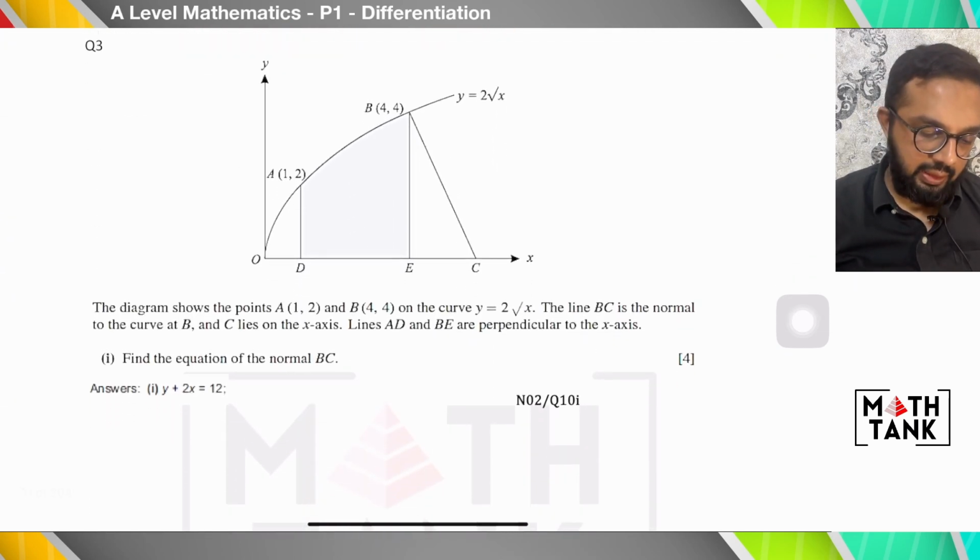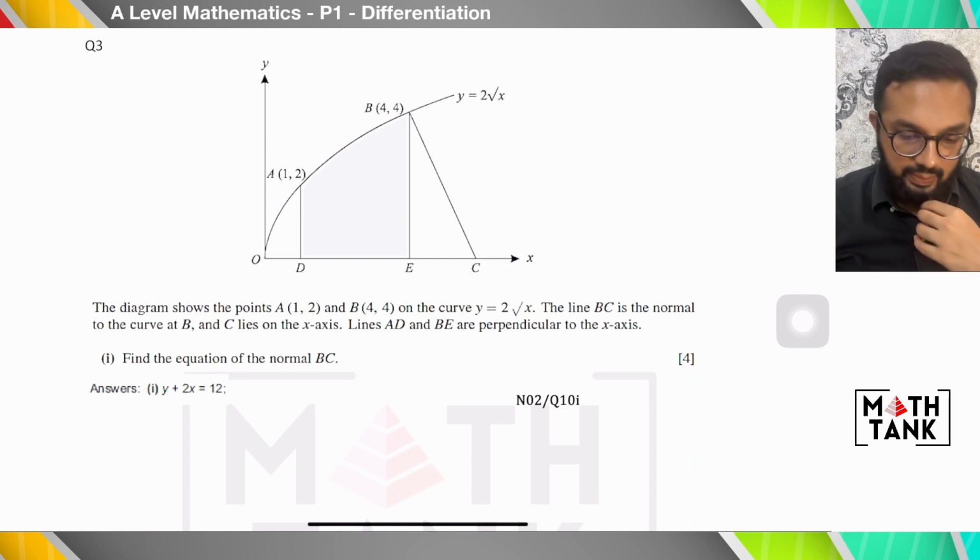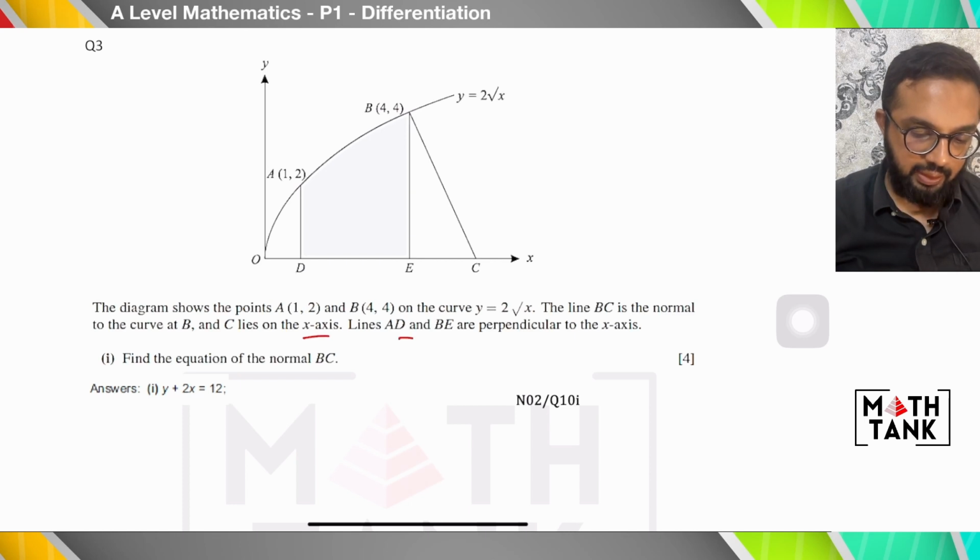Moving on to question 3, it says the diagram shows the points A(1, 2) and B(4, 4) on the curve y equals 2 root x. The line we see is the normal to the curve at B, and C lies on the x-axis. Lines AD and BE are perpendicular to the x-axis. Find the equation of the normal BC.